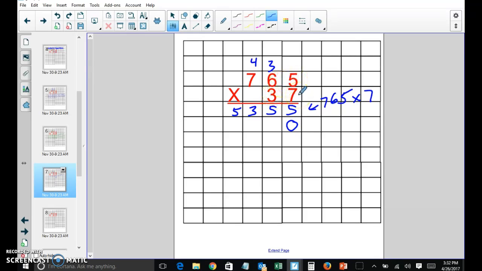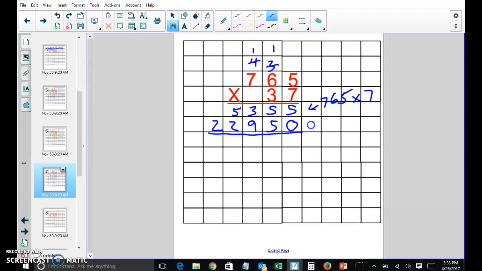Uh-oh. Oh, Nelly. I forgot to cross out the ones I was done with. That was close. Alright, so 3 times 5, 15. Regroup the 1 to the tens place. 3 times 6, 18, plus the 1, 19. 3 times 7, 21. Add the 1, 22.